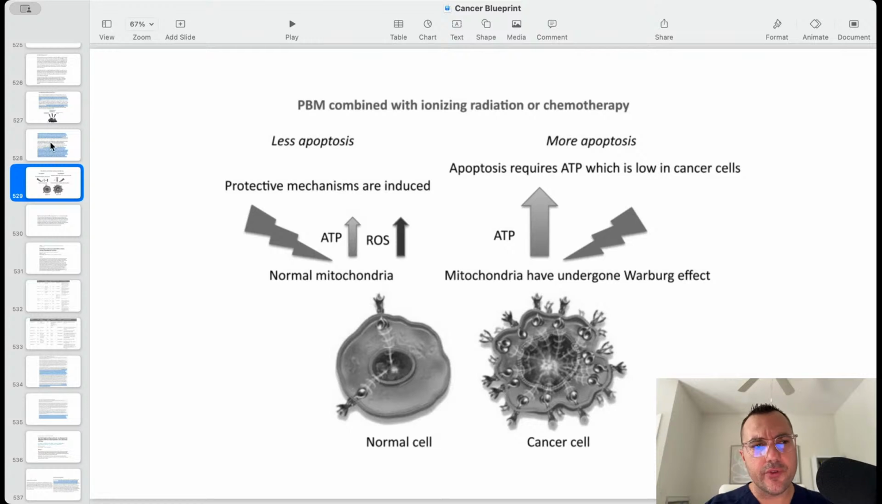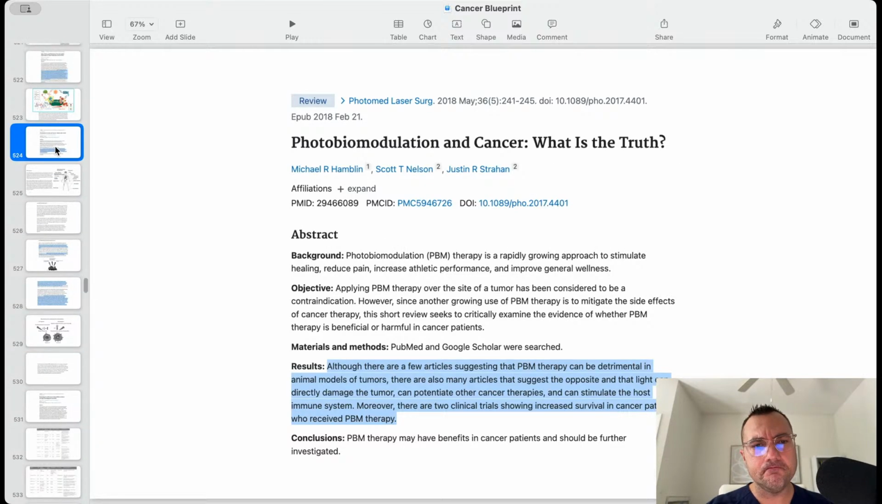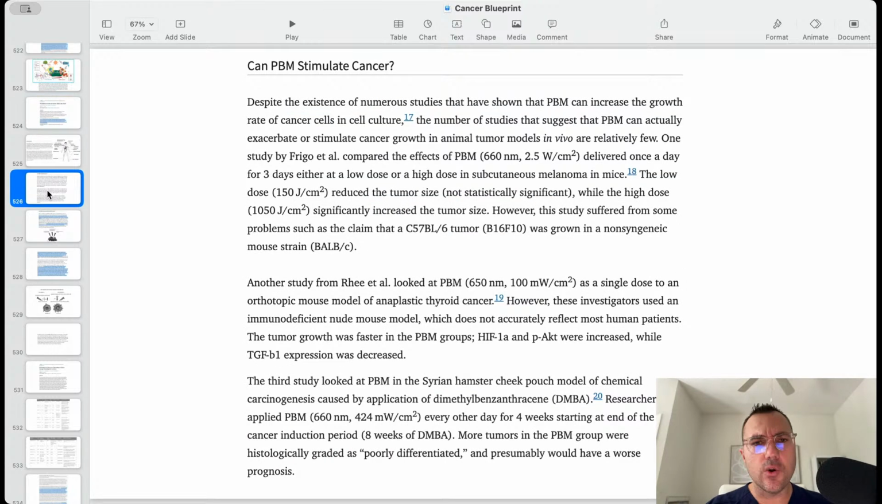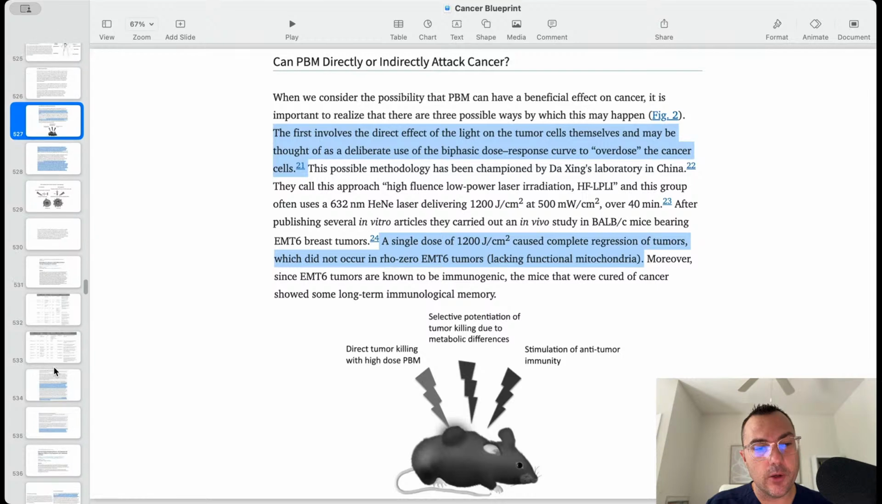But I do think it's interesting, though, that being said, that they have multiple potential mechanisms of how photobiomodulation can actually work. And I think that this can potentially show us what is possible within the red light therapy realm.